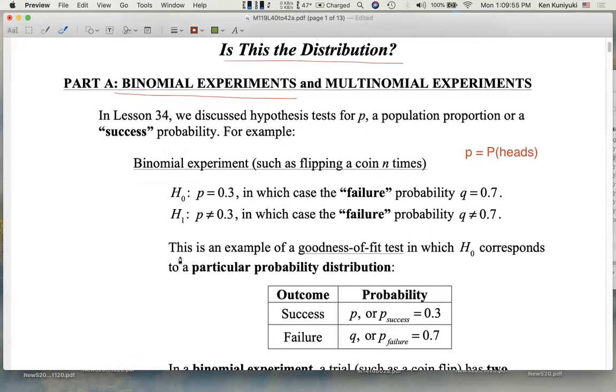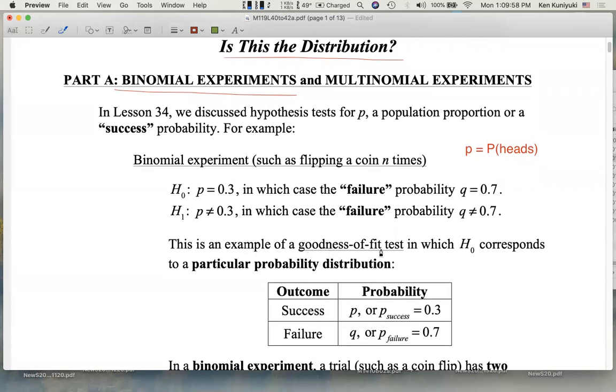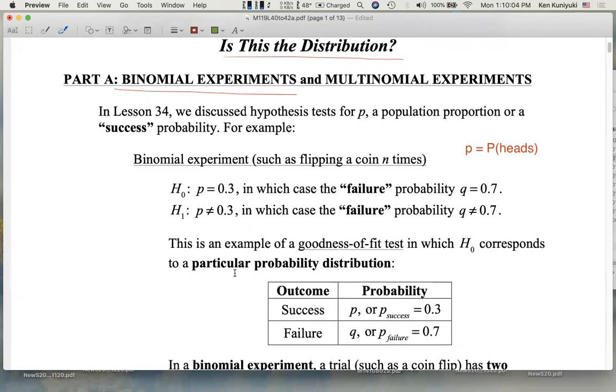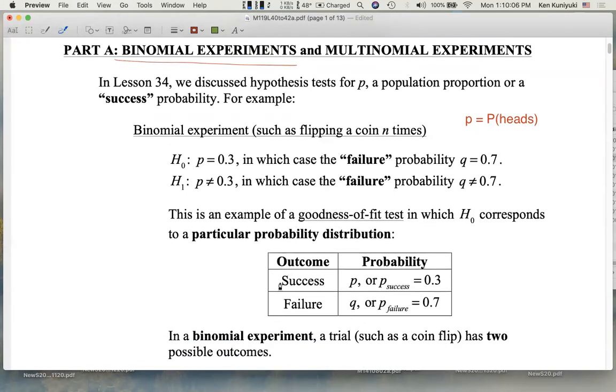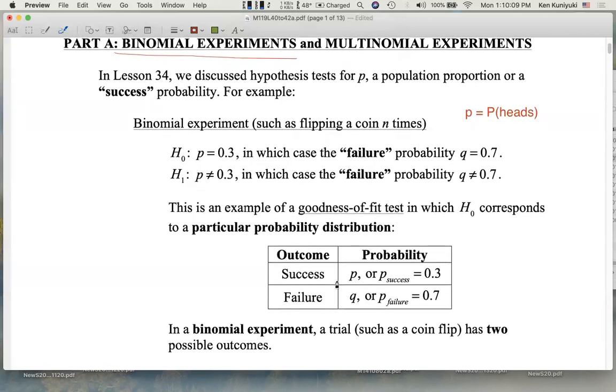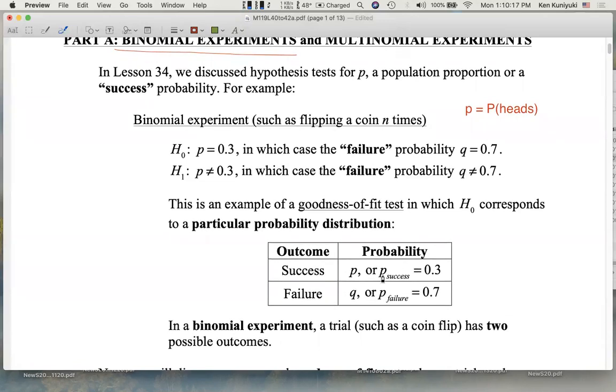Now, again, this is a basic case of a goodness of fit test where you have two categories, success and failure. Two possible outcomes, success and failure. The probability of a success is P. The probability of a failure is Q. Or you could use different notation. You could say P sub success and P sub failure. And these probabilities add up to 1. So the null hypothesis would correspond particularly to this distribution. The probability of a success is 0.3. The probability of a failure is 0.7.